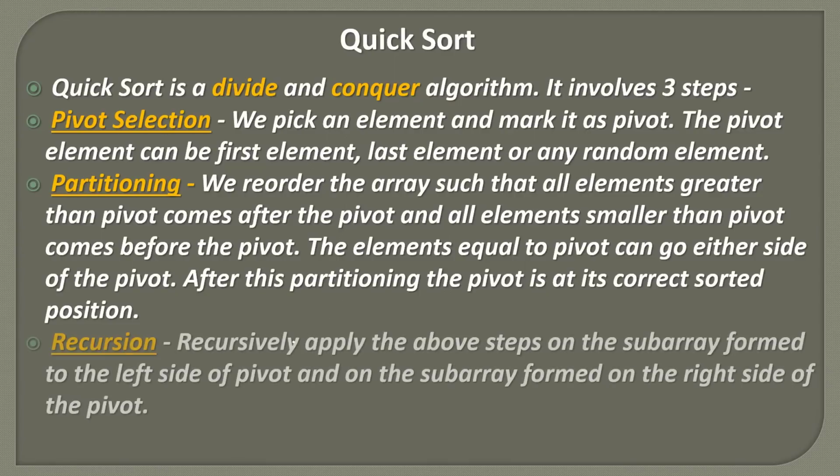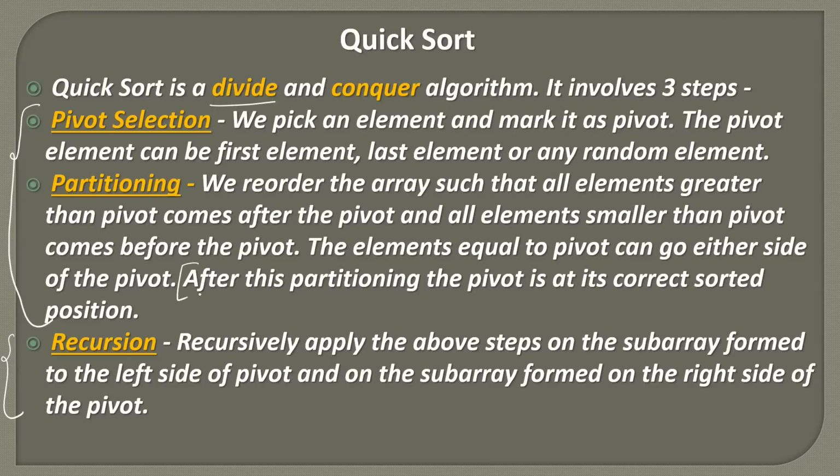Moving ahead. Now here you saw that this pivot and this partitioning is actually the divide part of the algorithm where we are reordering the array in the partitioning step. And now how we will conquer this is based on the recursion step. Whatever we did above, now we recursively apply the above steps on the subarray formed on the left side of the pivot and on the right side of the pivot. So these two steps we will apply on all the elements which are lesser than pivot and on all the elements which are greater than pivot recursively.